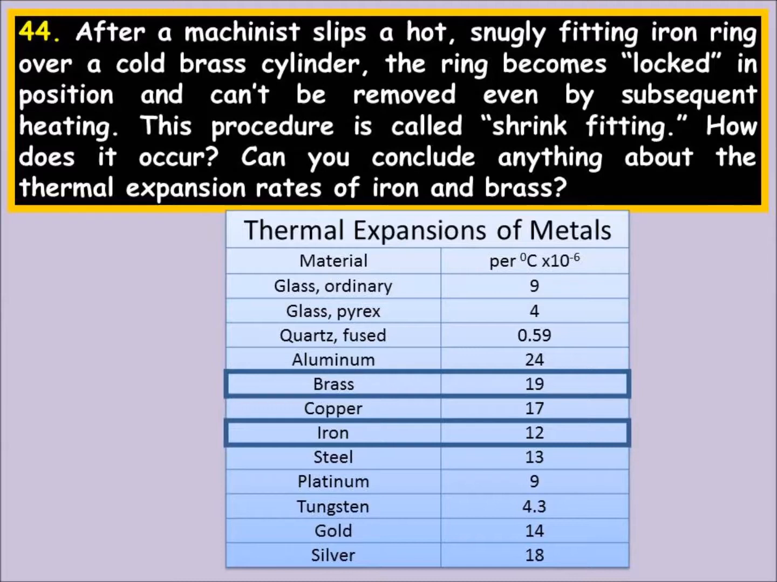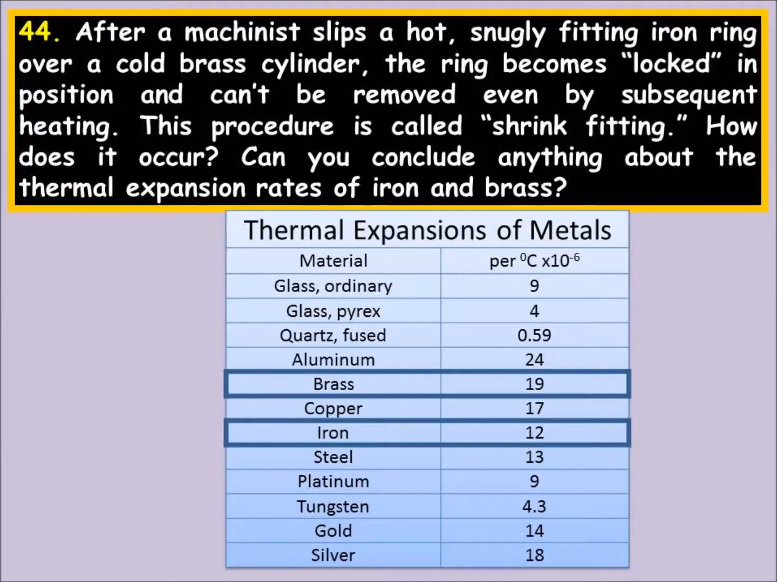After a machinist slips a hot, snugly fitting iron ring over a cold brass cylinder, the ring becomes locked in position. It can't be removed, even by subsequent heating. This procedure is called shrink fitting. How does it occur? Can you conclude anything about the thermal expansion rates of iron and brass? Yes, brass will expand much more than the iron. Once the iron is on and shrinks back to its room temperature, you can't reheat the ring.